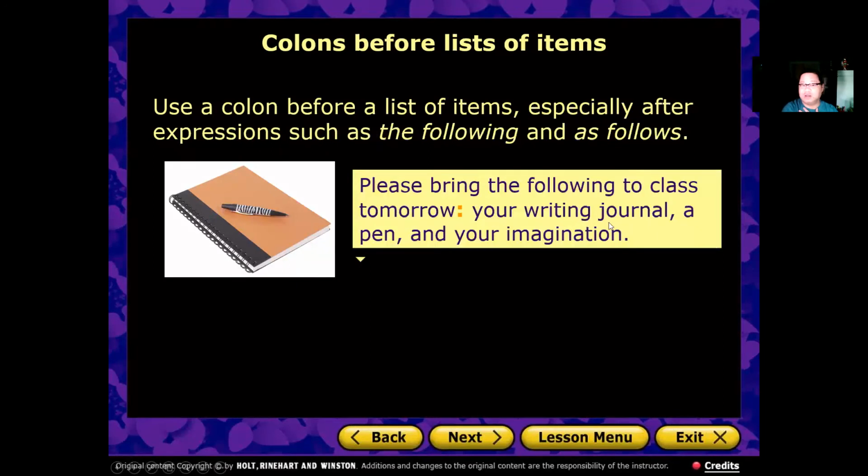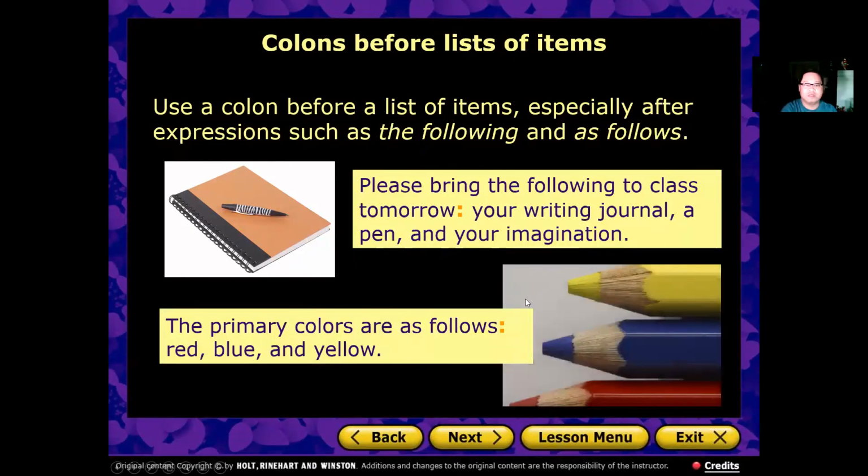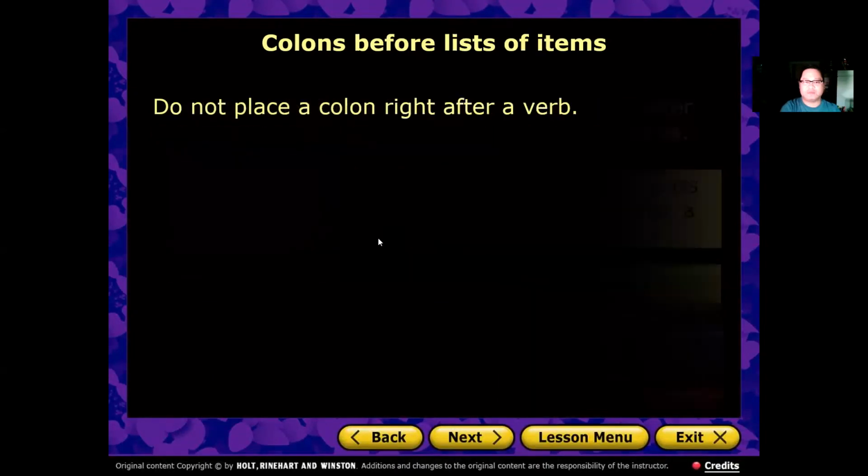Your writing journal, this is a series, okay? Writing journal 1: a pen, that's number 2, and your imagination. So if you see the word "following" or "as follows," automatically use a colon, okay? The primary colors are as follows: red, blue, and yellow.